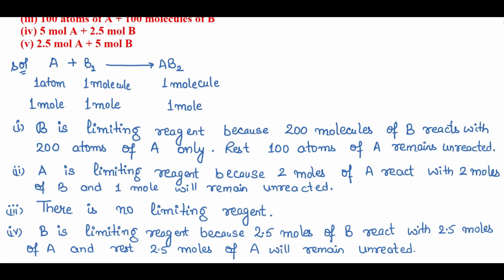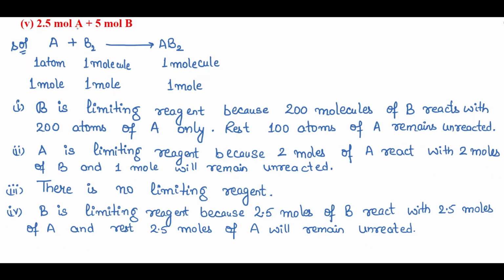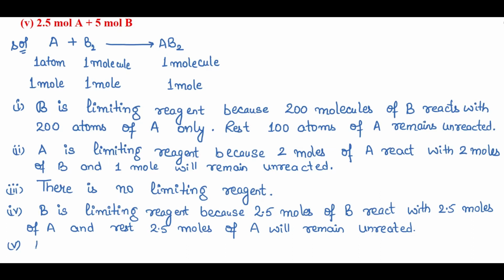Now the last problem. So if you'll see, 2.5 mole of A reacts with 5 mole of B, right? But there is 1 mole of A reacting with 1 mole of B in the equation. So that means 2.5 mole of A will react with 2.5 mole of B, and rest 2.5 mole of B will remain unreacted. Again, in this problem, I can say A is limiting reagent.